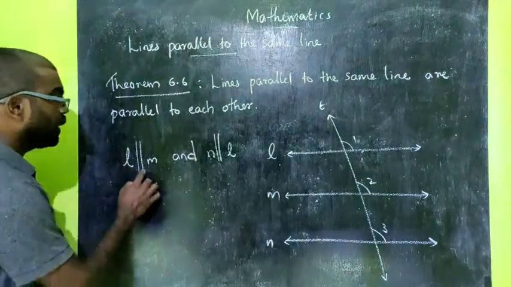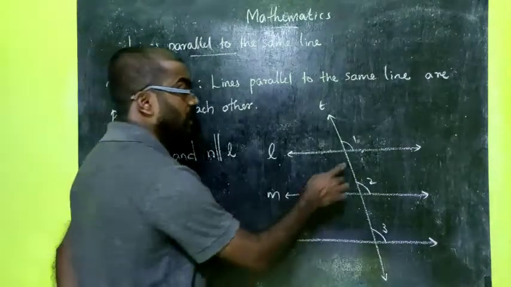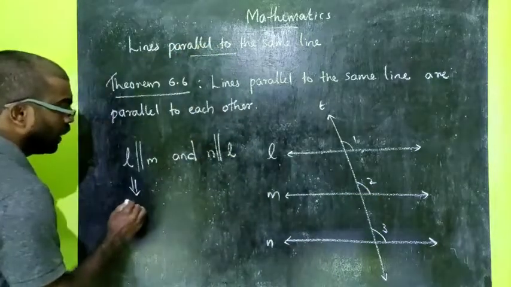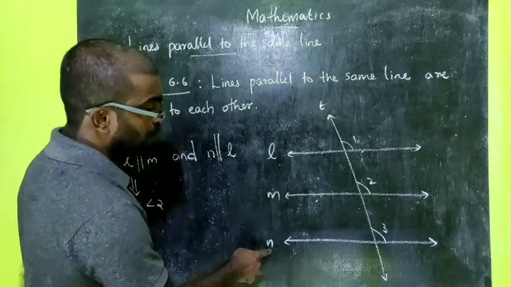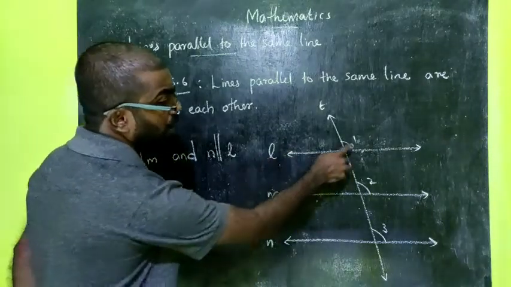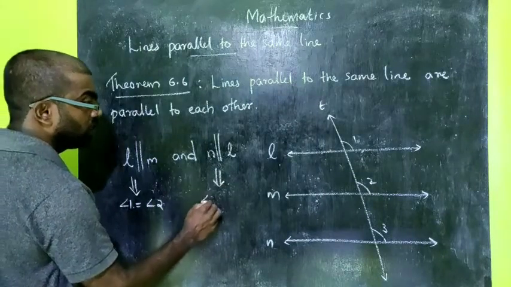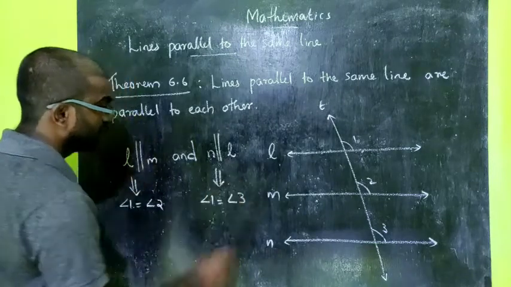Okay, and L parallel to M implies what we can write? These two angles are equal, corresponding angles. So angle 1 equal to angle 2. And N parallel to L implies angle 1 equal to angle 3. Okay, they are corresponding angles. Angle 1 equal to angle 3.